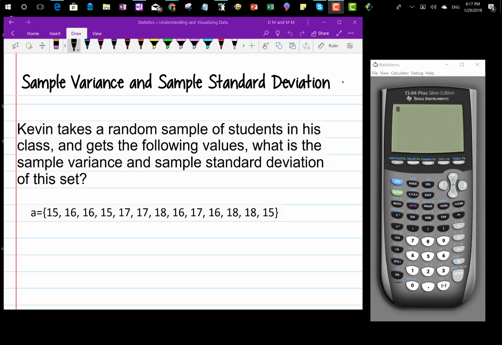Even if they had not stated sample variance and sample standard deviation, the fact that they tell us that he takes a random sample would tell us that we had to use sample variance and sample standard deviation.